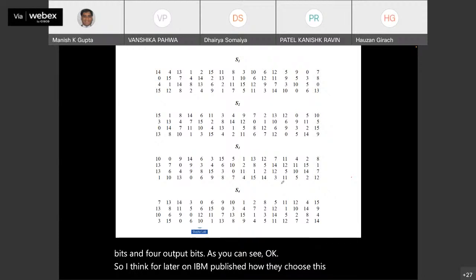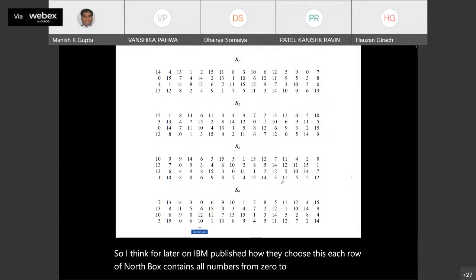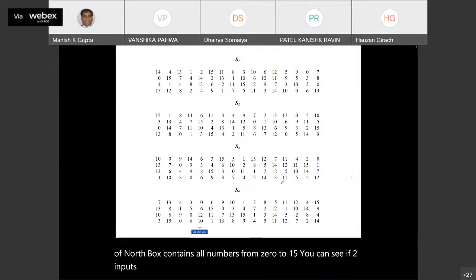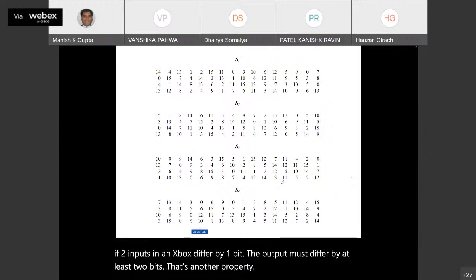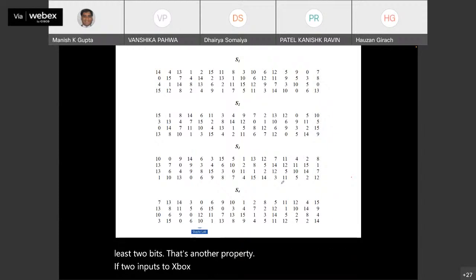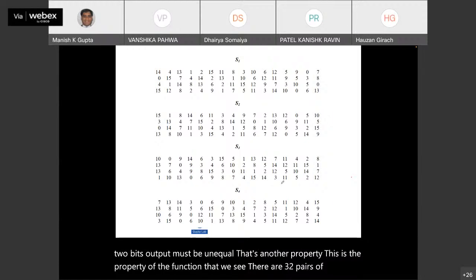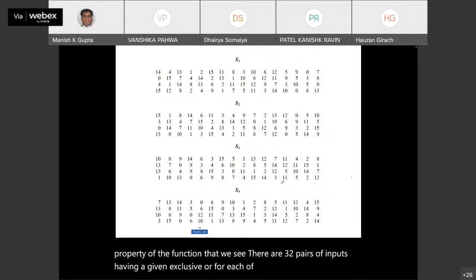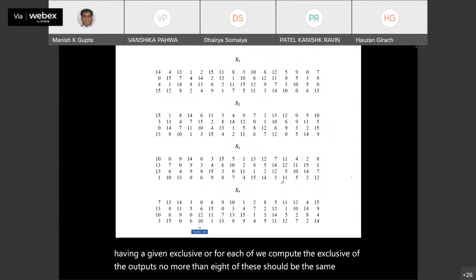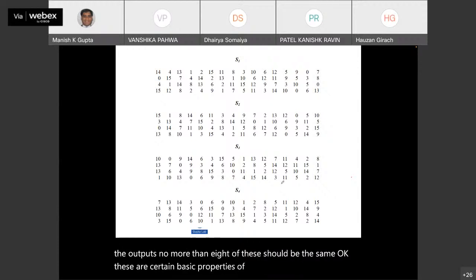Each row of an S box contains all numbers from 0 to 15. If two inputs to an S box differ by 1 bit, the output must differ by at least 2 bits. That's another property. If two inputs to an S box differ in the first 2 bits but have the same last 2 bits, the output must be unequal. That's another property. There are 32 pairs of inputs having a given exclusive OR. For each of these, we compute the exclusive OR of the outputs. No more than 8 of these should be the same. These are certain basic properties of these S boxes.